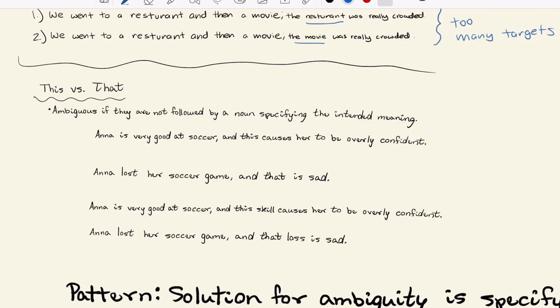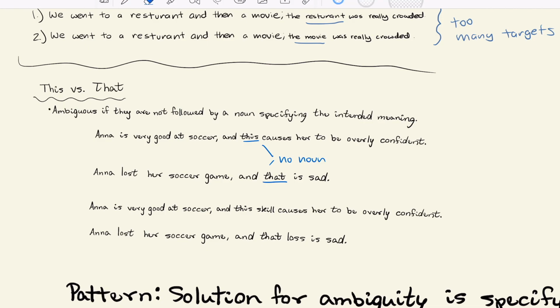This versus that. The words this and that can be ambiguous if they are not followed by a noun specifying the intended meaning. Anna is very good at soccer, and this causes her to be overly confident. Anna lost her soccer game, and that is sad. The words this and that have no noun after them, and so it is unclear as to what they're representing. Anna is very good at soccer, and this skill causes her to be overly confident. Anna lost her soccer game, and that loss is sad.